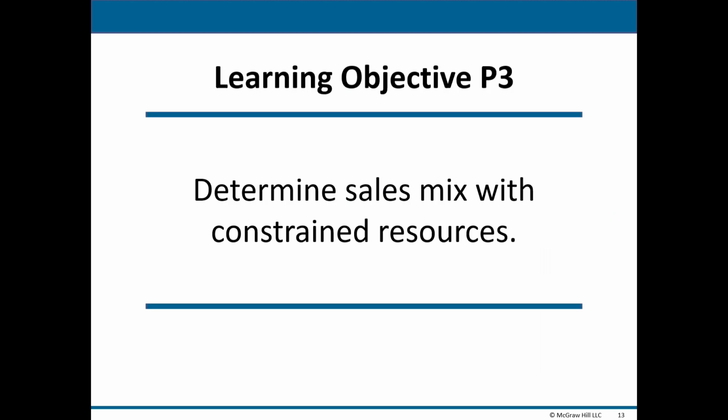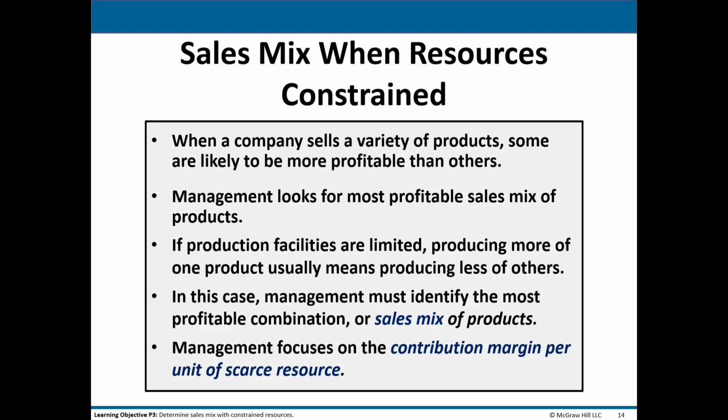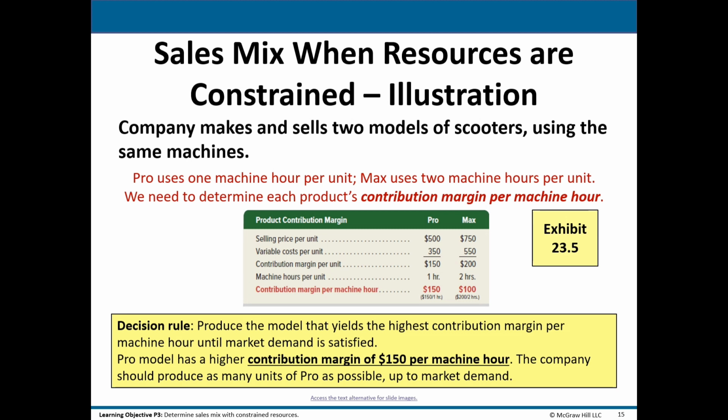Now we'll learn how to determine the sales mix with constrained resources. So now think about in the real world when a company sells a variety of products. Well, if its production facilities are constrained, management will look for the most profitable sales mix. Management focuses on the contribution margin per unit of scarce resources. To illustrate, let's look at a company that makes two models of scooters with selling prices and variable costs shown here in Exhibit 23.5. The same machines are used to produce both models.